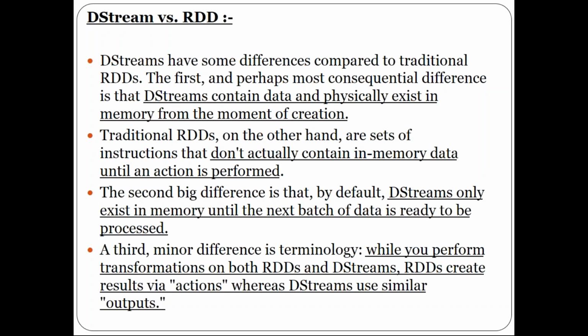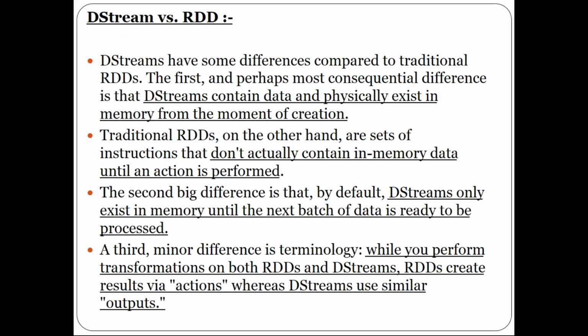Till an action is performed, everything is in memory. Once the action is performed, the transformed results will be written to disk or written to your REPL. Okay, that is the first difference. These streams contain physical data, exist in memory from the moment they are created. The second big difference is these streams only exist in memory until the next batch of data is ready to be processed. Two big differences.